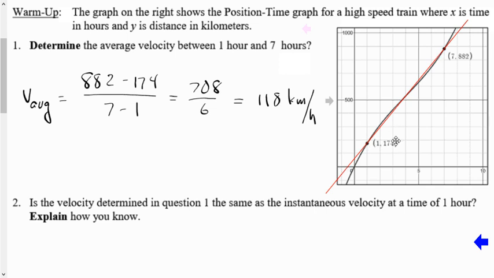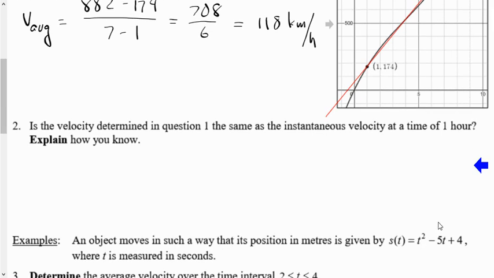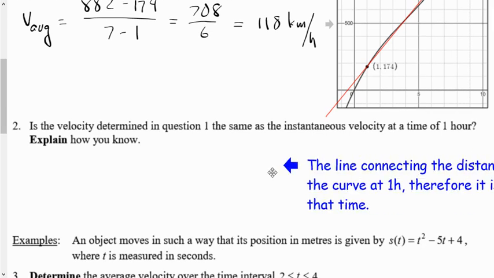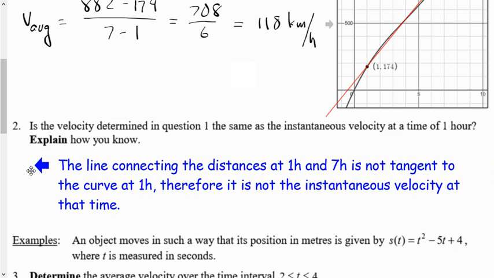So that's the slope at every point along the line, and so that will be the average between these 2 points. Is the velocity determined in question 1 the same as the instantaneous velocity at a time of 1 hour? Well, here as we look at a time of 1 hour, we can see that this red line doesn't match what the slope of the tangent line would be. And so we would have to say that no, the line connecting the distances of 1 and 7 hours is not tangent to the curve at 1 hour, therefore it's not the instantaneous velocity at that time.